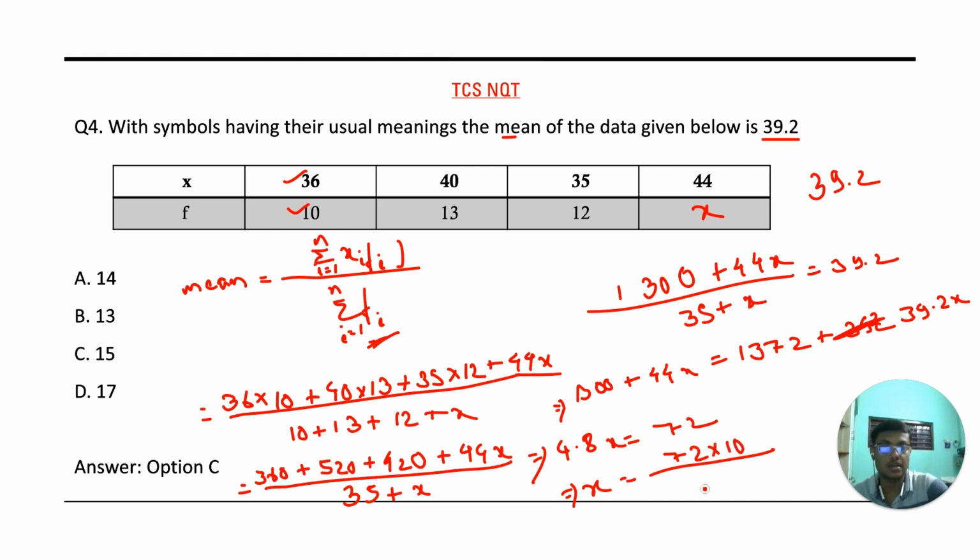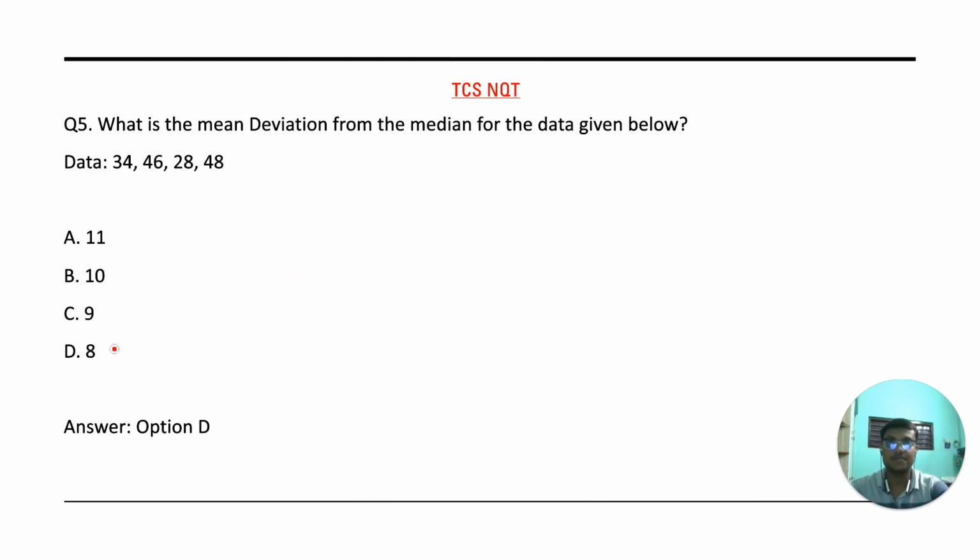Then x equal to 72 into 10 by 48. We cut it by 6, 8 6s are 48, 6 1s are 6, 6 2s are 12, we divide it by 4 2s are 8, 4 3s are 12, then 5 2s are 10, so x comes out to be 15. So our required answer is 15, which is option C. Hope you all got the logic. Let's move on to question 5.